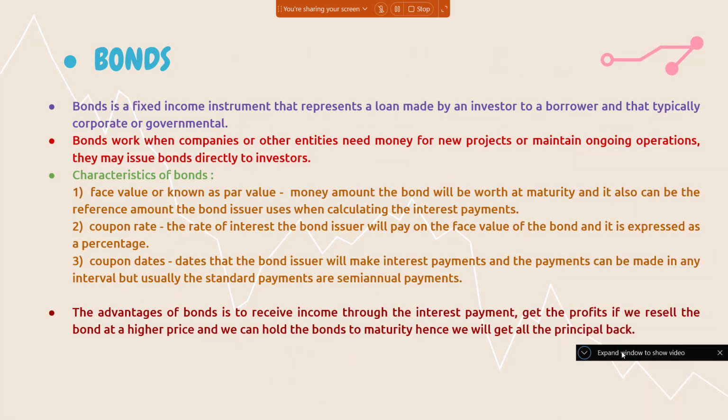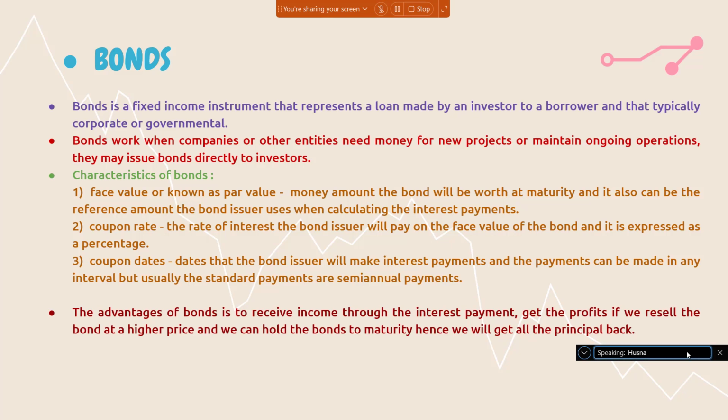Bond. A bond is a fixed income instrument that represents a loan made by an investor to a borrower, typically corporate or governmental. Bonds work when companies or other entities need money for new projects or to maintain ongoing operations. They may issue bonds directly to investors.